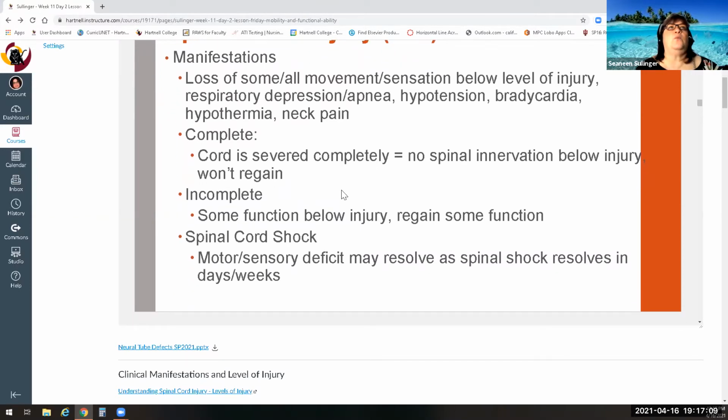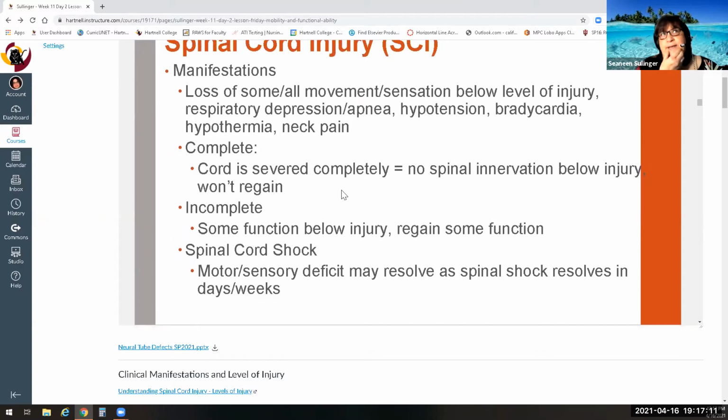And then what will happen, if we take our Friday Night Lights example for our football player, is they're going to be in what's called spinal shock, spinal cord shock. And so the deficit could resolve as long as the shock resolves. Usually 3 days to a couple weeks is what you can get through.